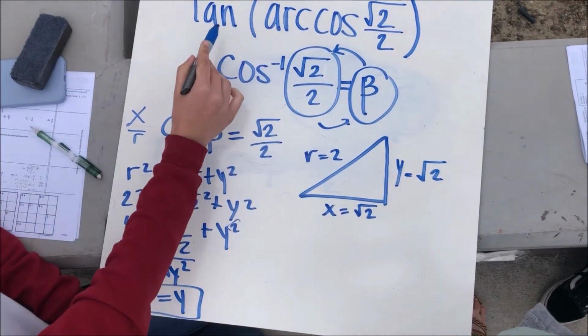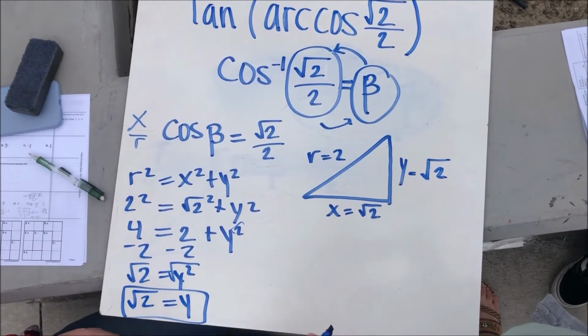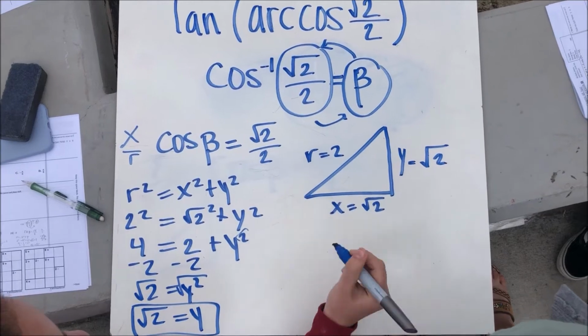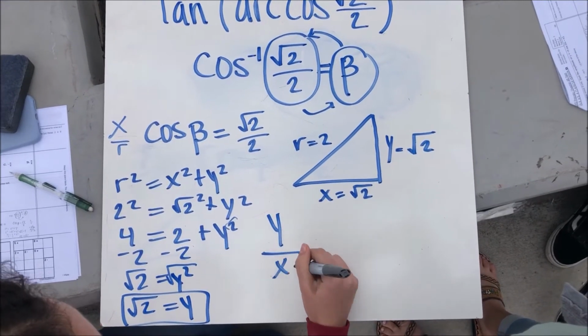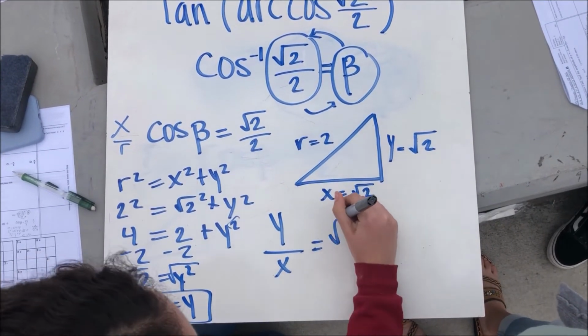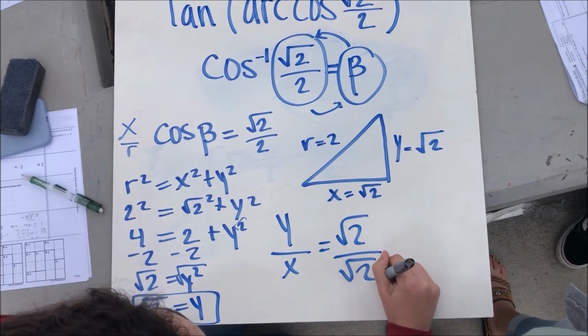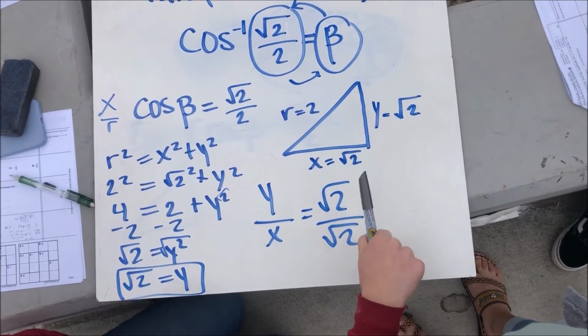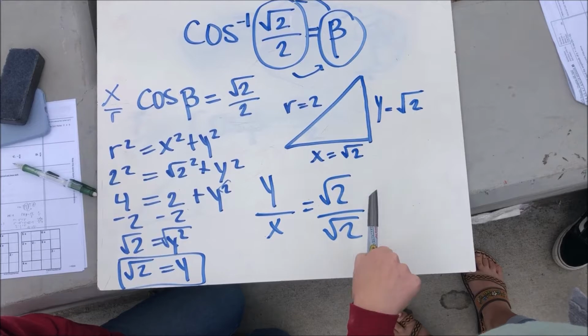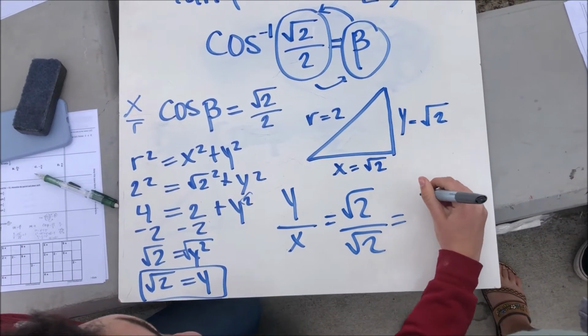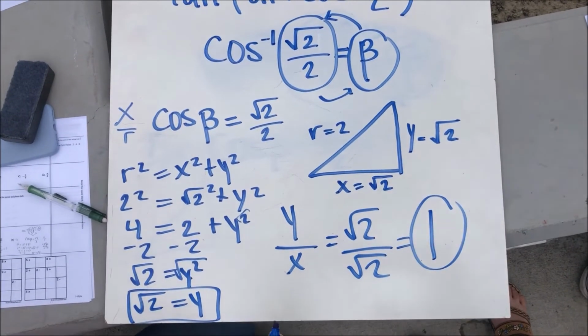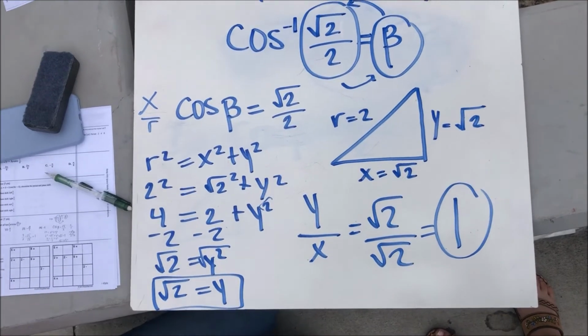And now we have to find tangent. Tangent's trig function is y over x, which gives us radical 2 over radical 2. Since it's the same value on top and bottom, we just get 1. And it's answer number 1.